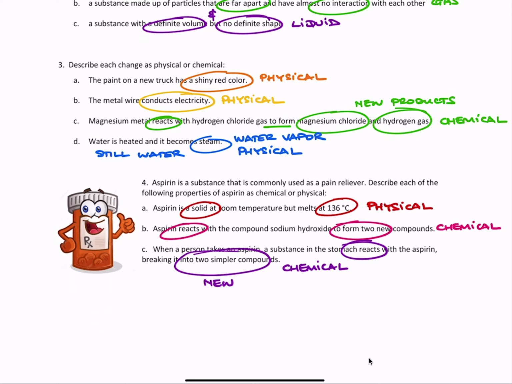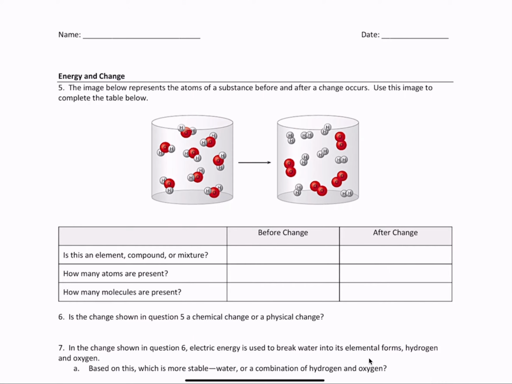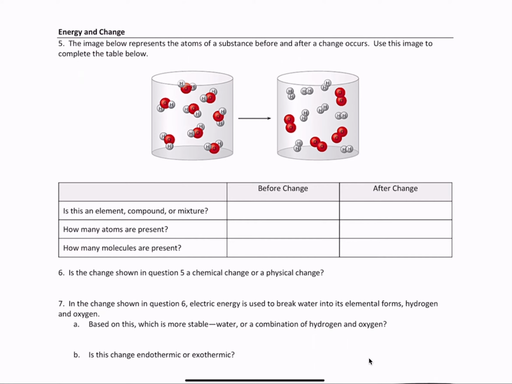Let's take a look at the back of the page now, where we're going to talk about energy and change. So here, the image that you see represents the atoms of a substance before and after a change occurs. So we have here before and here after. You need to use this image to complete the table below. So what do we want here? Is this an element, compound, or mixture before and after the change?